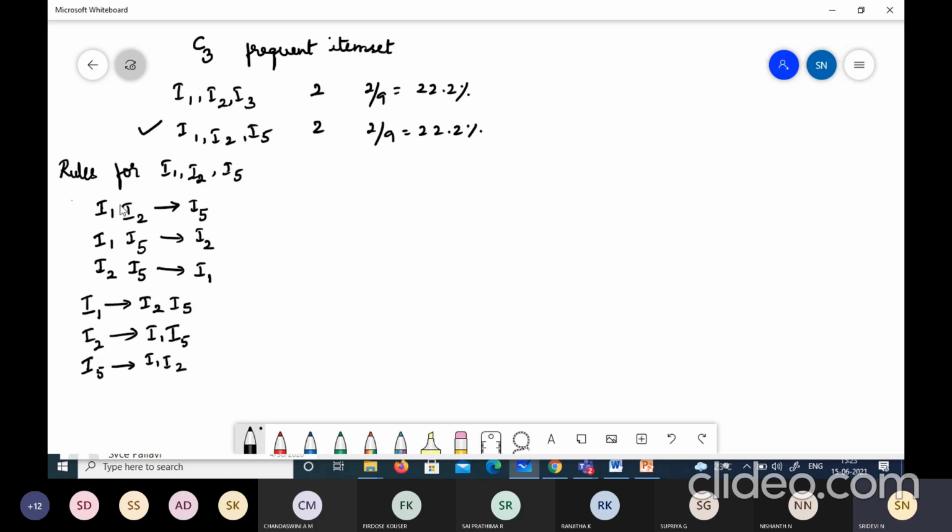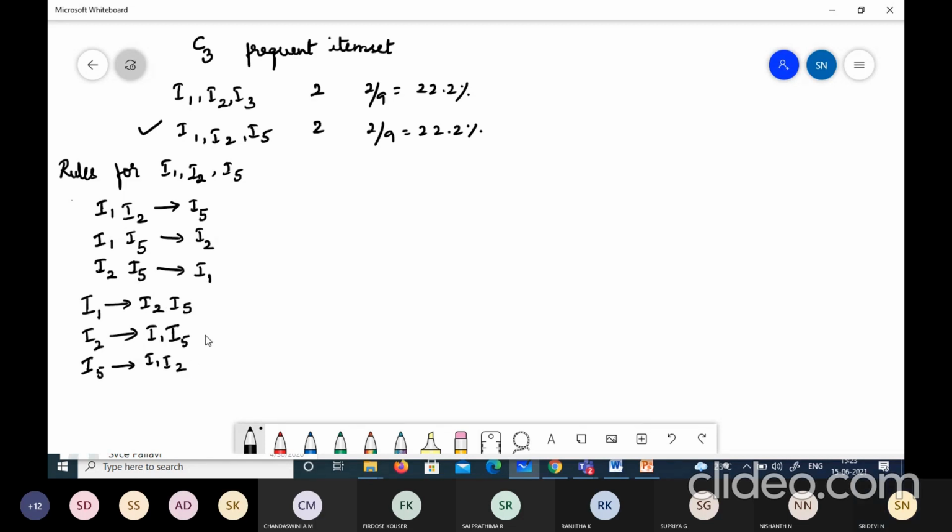So if we consider buying 2 items, the left out item is I5. If they buy I1, I5, then they tend to buy I2 also, and I2, I5 leads to I1. If he buys I2, he'll buy I1, I5 also. If he buys I5, he buys I1, I2 as well.